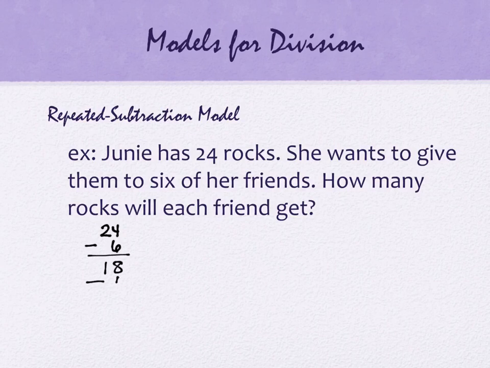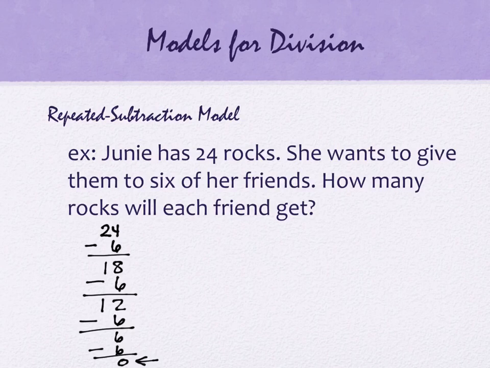And then you're going to do the same thing again. Okay, they all get one more rock. So we subtract 6, you get a 12. They all get one more rock. You subtract 6 and you get a 6. You all get one more rock, and then there's either 0 at the end, or there's something that's too small that we can't continue to do so, right?